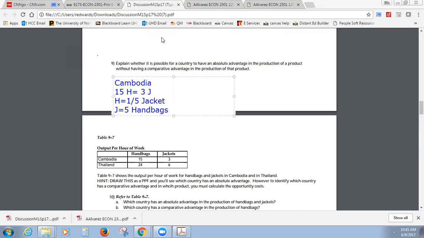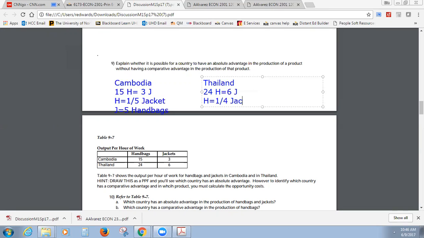All right, let's look at Thailand. Thailand, on the other hand, could be producing 24 handbags, or they could be producing 6 jackets. Same thing here. I'm going to solve for H in terms of J, divide both sides by 24. I'm going to end up with H equal to 1/4 of a jacket, which means that a jacket is going to be equal to 4 handbags.